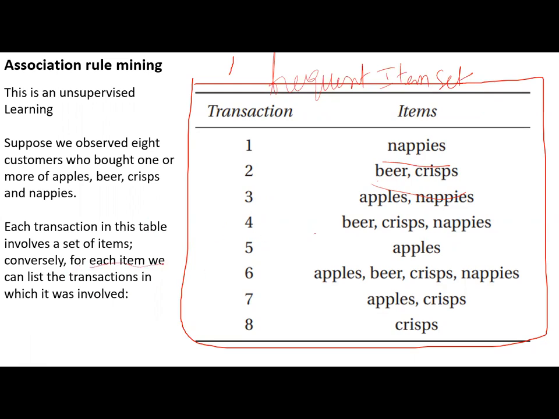Conversely, for each item, we can list the transactions in which it was involved. For each item, for example, apple, we can list the transactions in which it was involved. What are the transactions involved here? Apple: third one, fifth one, sixth one, and seventh one. So we can write it as 3, 5, 6, 7. Each transaction shows.